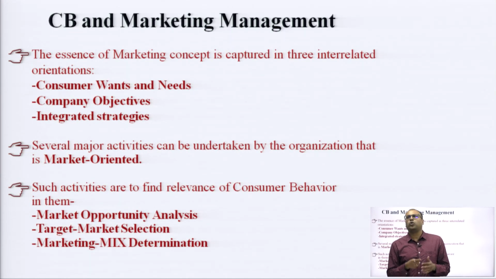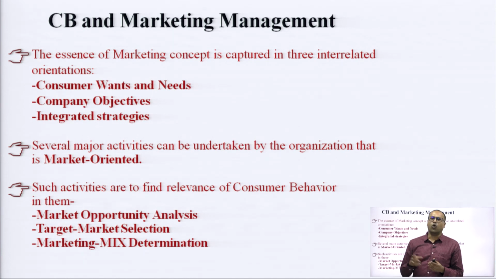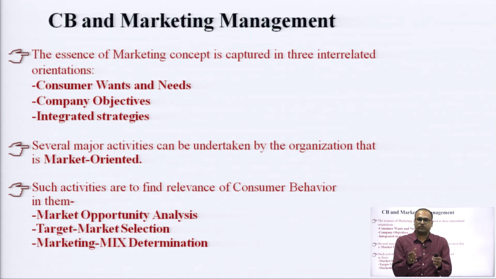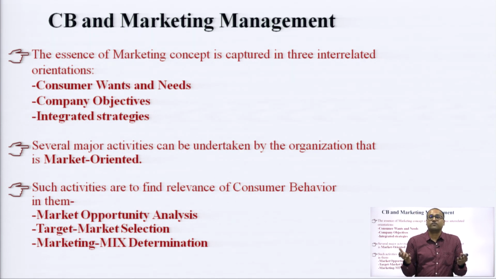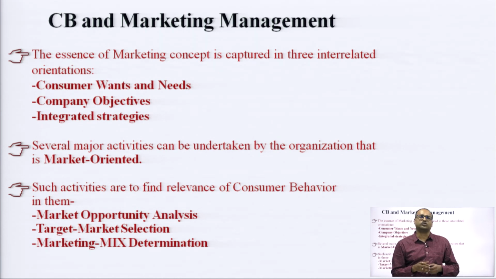Let us discuss what consumer behavior knowledge could do for marketing management. As you can see here, there are 3 distinct interrelated orientations which talk about consumer wants and needs, company objectives, and integrated strategies. Now, wants and needs are the first point that consumers must have when they wish to buy a particular product. If they do not have any wants and needs, why would they search for and buy a particular product, fine. We have already studied that in our previous session: when there is a want and need, we need to understand what that want and need is, and the marketer will focus their efforts on that.